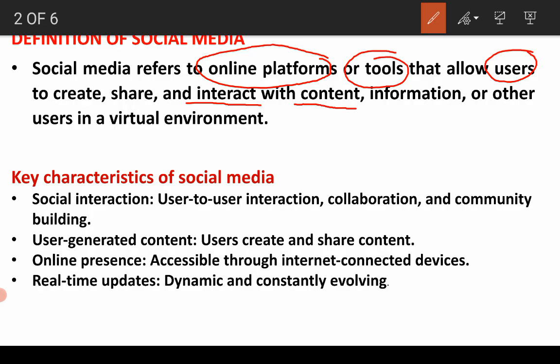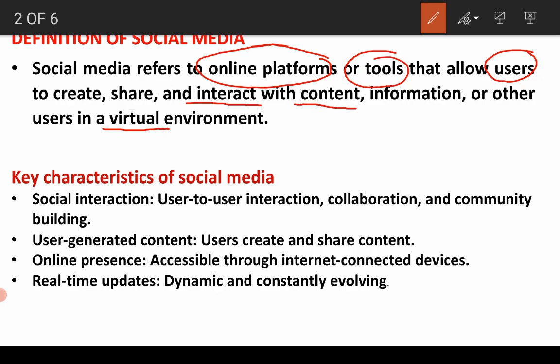Once again, social media refers to online platforms or tools that allow you to create, to share, and interact with the material, the content, the information, but also to interact with other people in a virtual environment. Virtual environment means that the interaction is not face to face. We are separated by distance and time. It's not like we are in the same room talking to one another. A virtual environment is one in which the interaction is not face to face.